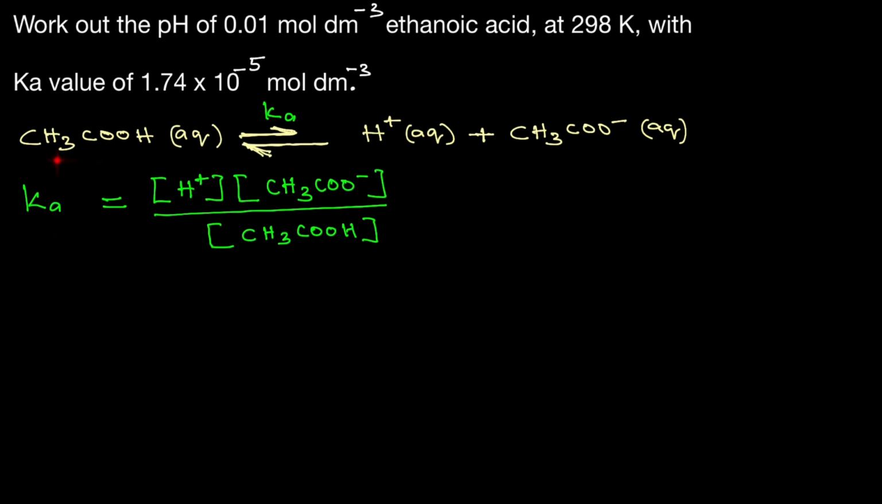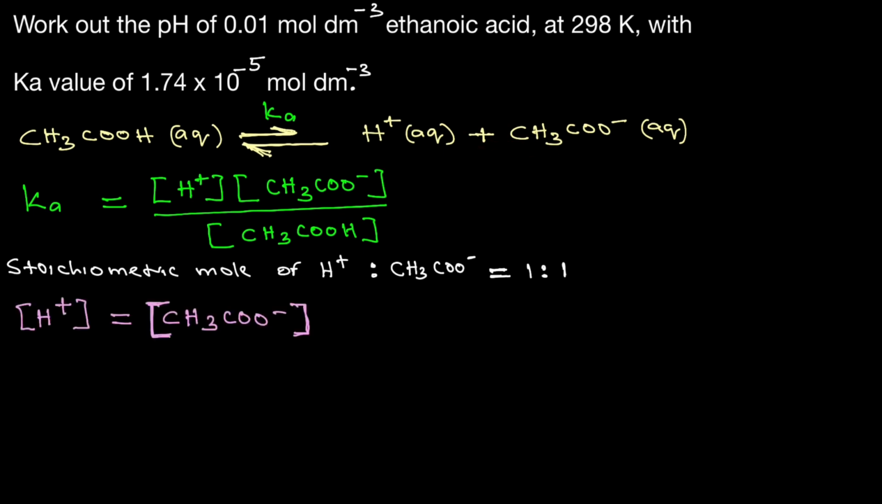The Ka value for the dissociation of ethanoic acid is the H plus concentration times the CH3COO minus concentration divided by the ethanoic acid concentration. The stoichiometric mole ratio of H plus and the conjugate base CH3COO minus is 1:1. Because they're in ratio 1:1, their concentrations are equal in the same volume. The concentration of H plus is equal to the concentration of the conjugate base. I can then write the concentration of H plus squared, because that is also the H plus concentration, same as the conjugate base.